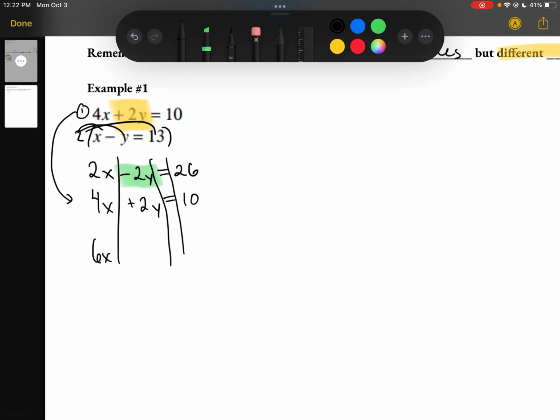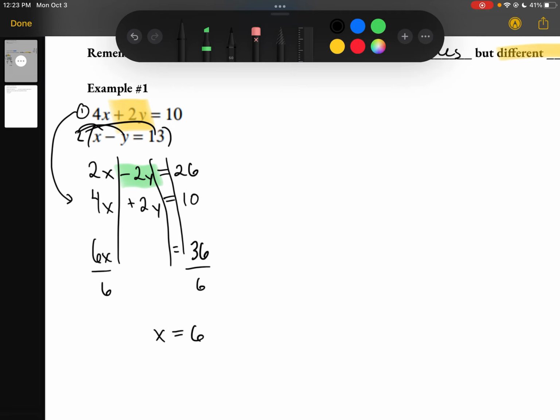So 2 and 4, don't think about it as addition or subtraction, think about it as combining. 2 and 4 combined is 6. Negative 2 and positive 2 combined is 0. 26 and 10 combined is 36. So again, putting those together, being careful of our signs, that's how we end up with our answer here of x equals 6.